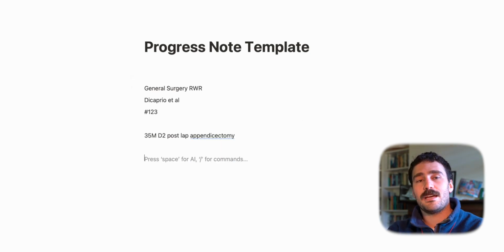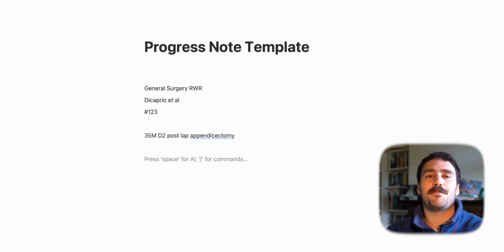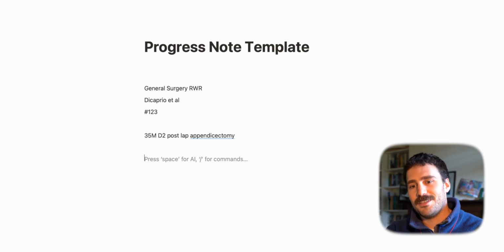So what does that mean? Well, that means that if we're seeing a 35-year-old male, he's 2 days after his procedure for a laparoscopic appendicectomy, which essentially means, you know, keyhole surgery to remove the appendix. That's it. Now, you don't need to do anything more than that unless it's relevant.